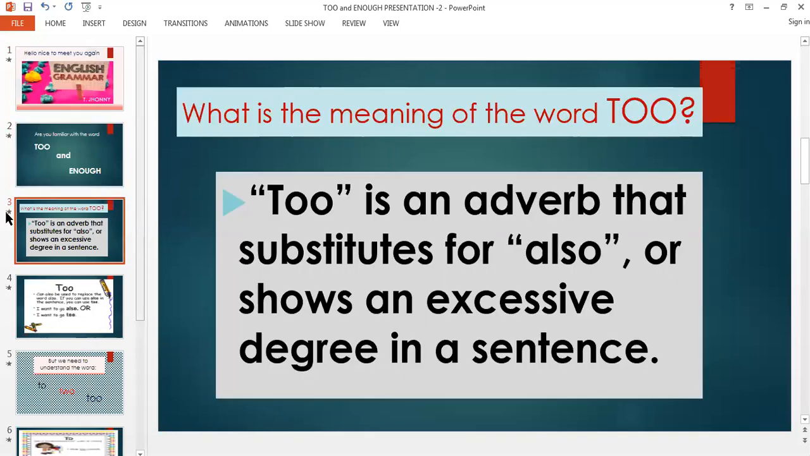"To" is an adverb that substitutes for "also" or shows an excessive degree in a sentence. Remember, "to" is an adverb. Again, an adverb is a word that expresses the relationship of places or time or maybe the circumstances. That is an adverb.